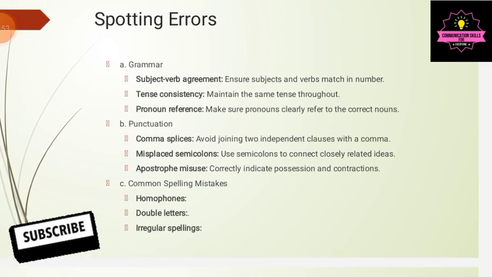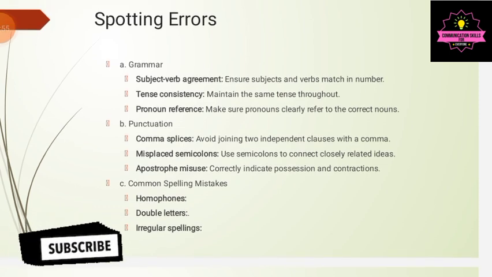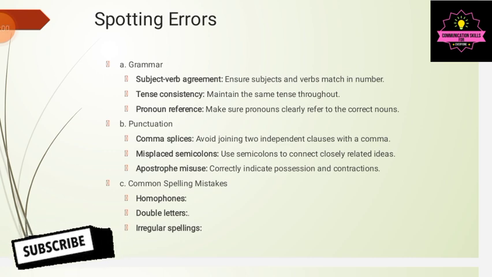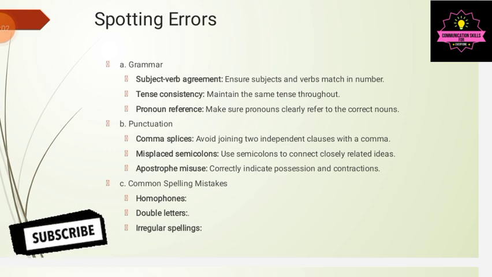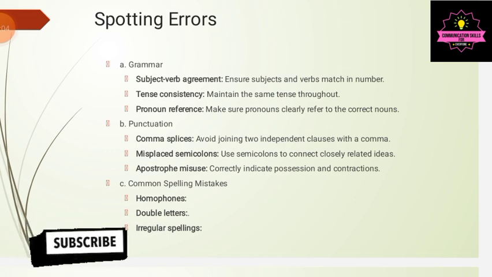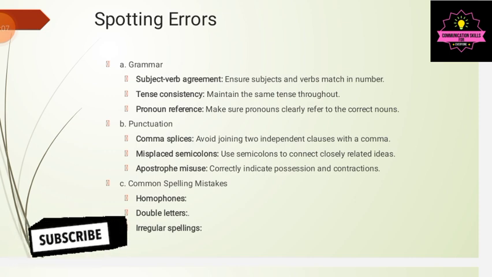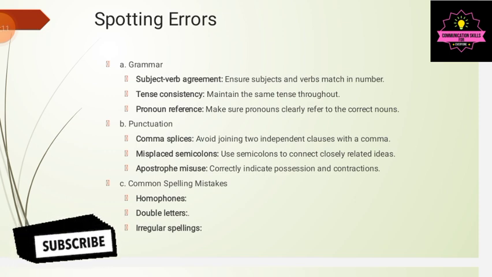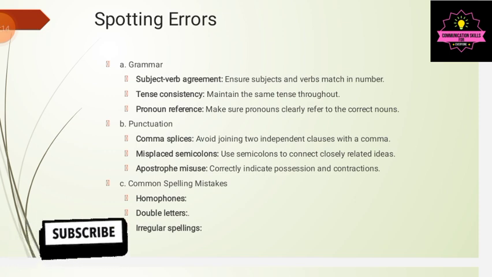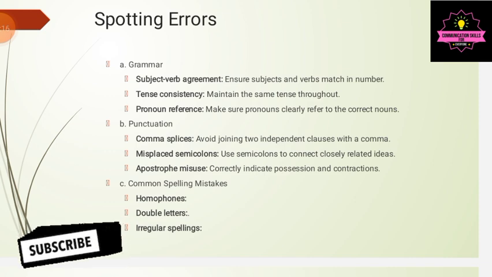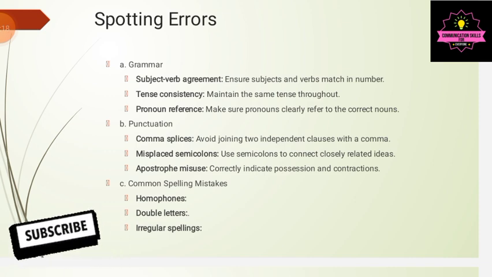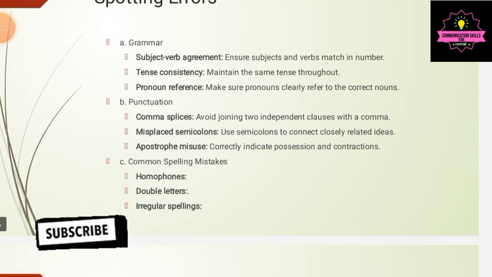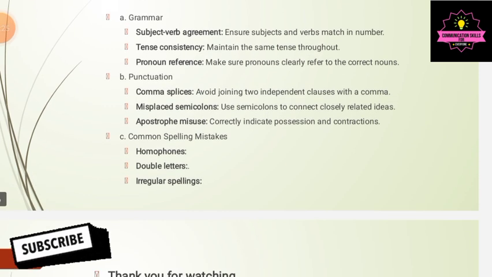And next one, common spelling mistakes. Under this, homophones, confused words that sound the same but have different meanings. Similarly, double letters, misspelled words with repeated letters like accommodation, C and M repeated twice. Irregular spellings, misspelled words that do not follow standard spelling rules. So what are the tips for this? We can say use spell check tools, keep a list of commonly misspelled words, proofread carefully for the context.